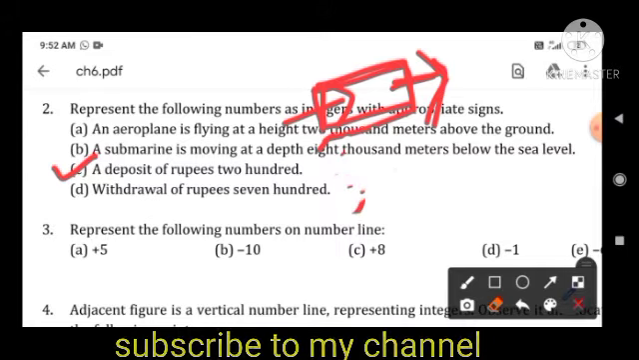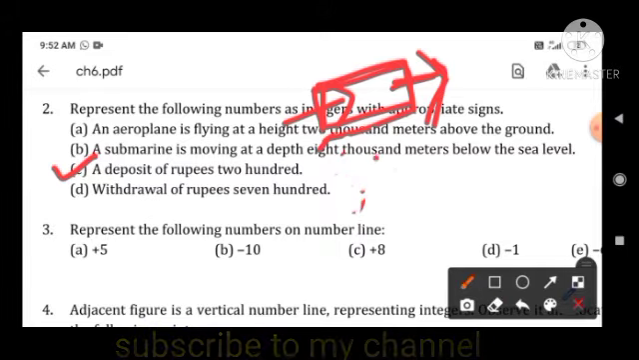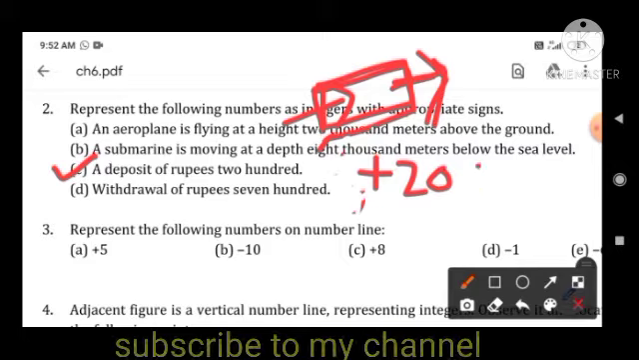Okay, so what will you write? We have to write plus 200. Deposit means plus 200. Now come to question number D.